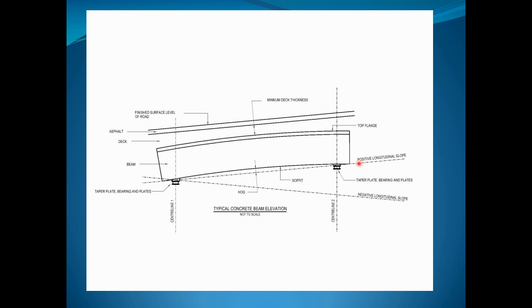And then it's positive longitudinal slope when it's going upwards, negative longitudinal slope when it goes downwards. These are our taper plates, bearing and plates. And of course, remember that everything goes from bearing centerline 1 to bearing centerline 2. That concludes this video.